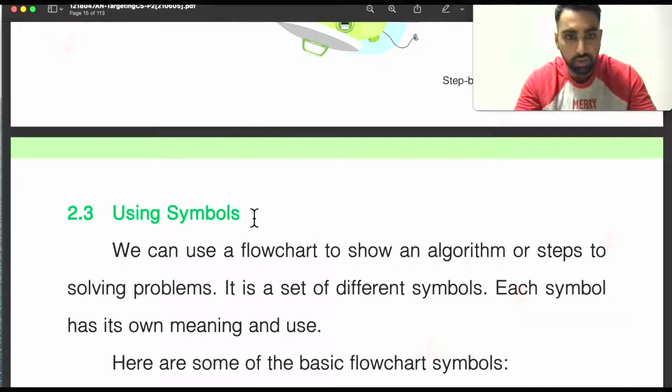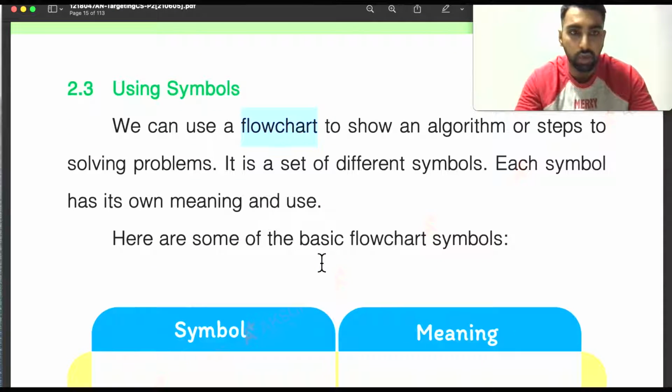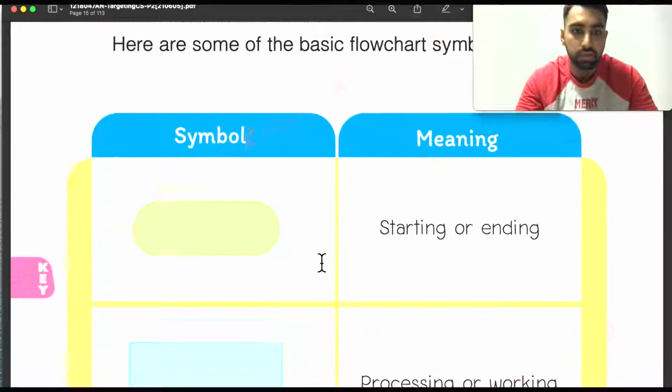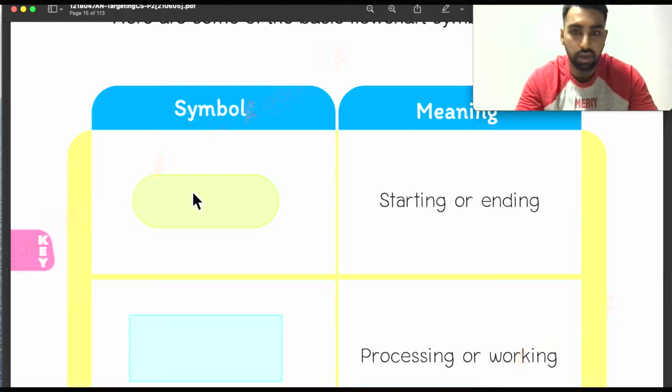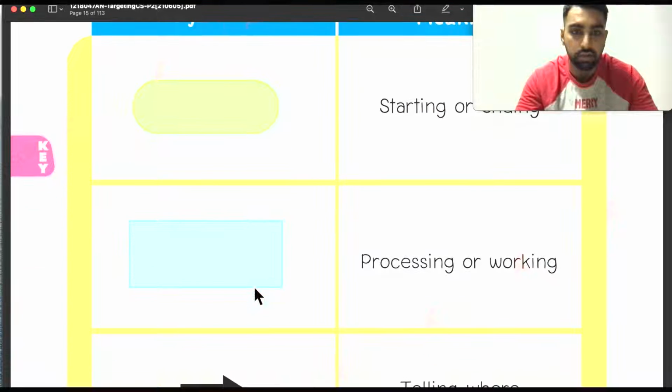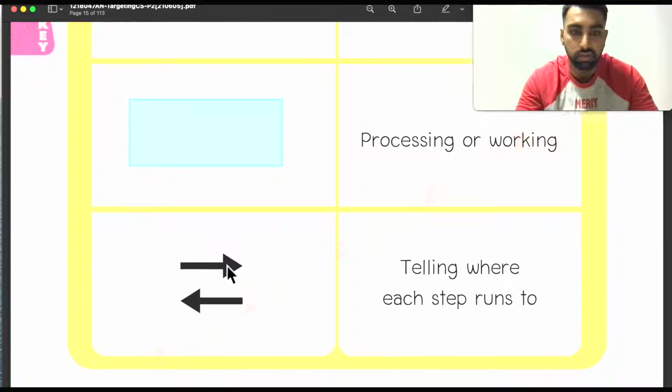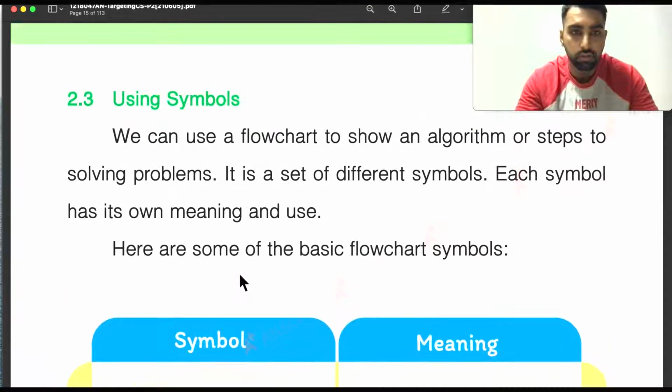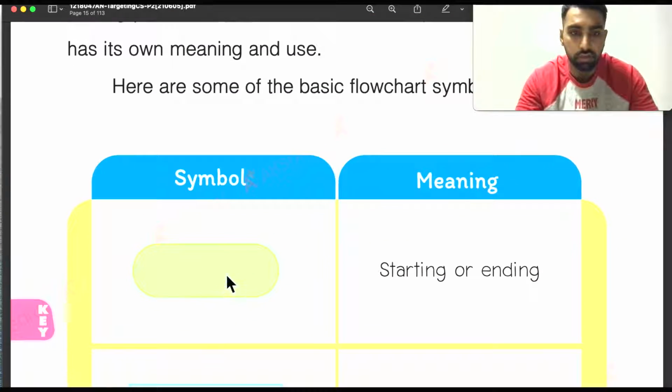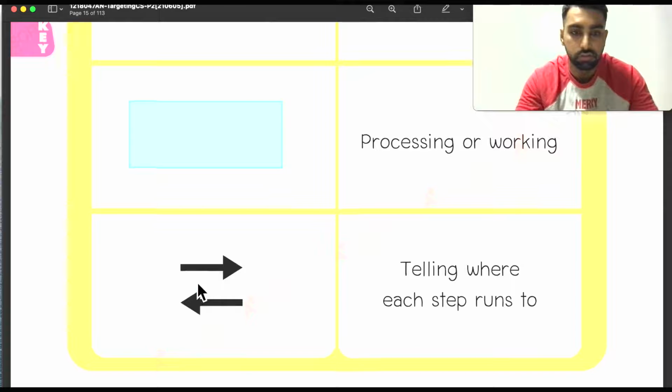Number 3 was using symbols. What are the symbols? Remember, symbols and flow chart. I hope you can remember the flow chart. This is start and end, the oval. And this is processing. Remember, what do you process? And this is the flow line, telling where to go. Alright, and these are the symbols.